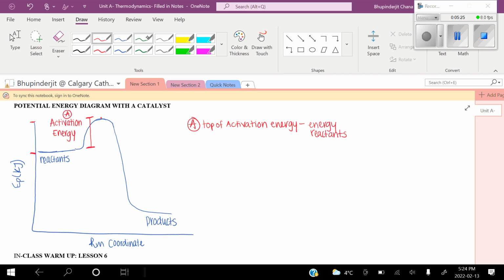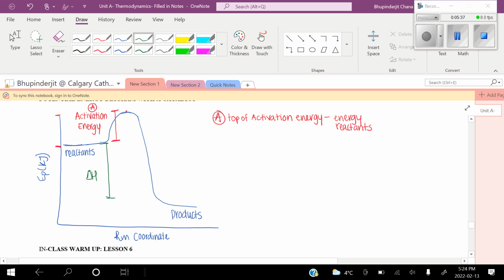The next one I'll do in green is from the products to the reactants. This is our delta H, and I'm going to label that as B. To find B, delta H is equal to the potential energy of the products, EP products, minus the potential energy of the reactants.